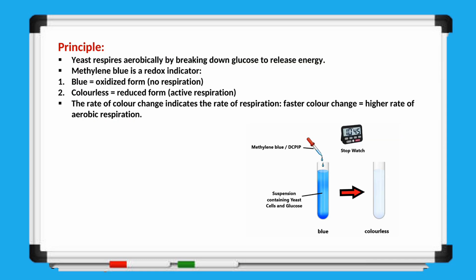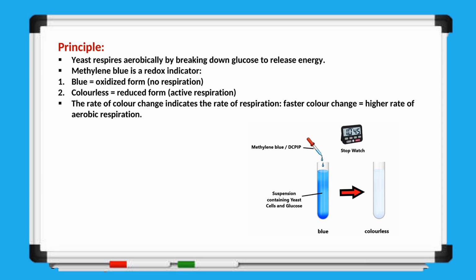Now, let's talk about the principle behind this practical. Yeast respires aerobically, which means it breaks down glucose in the presence of oxygen to release energy. To observe this process, we use methylene blue, which is a redox indicator. When the methylene blue is blue, it's in its oxidized form, meaning there is no respiration happening. When it becomes colorless, it's in its reduced form, which shows that active respiration is taking place.